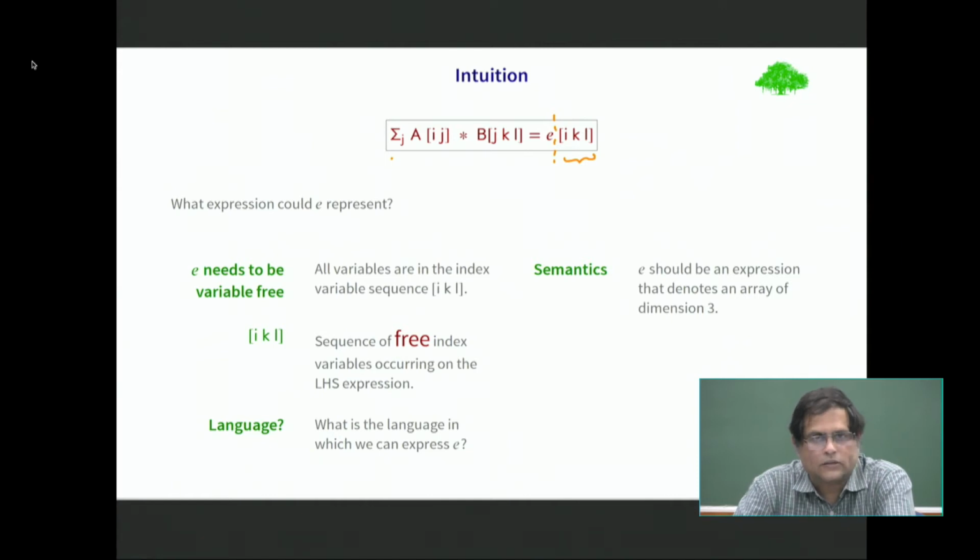So what is this language L hat, and what is its semantics? What does E mean? Just by looking at this expression, you can say that E has a dimension of 3. So how do we compute the dimension of E, and what is the language in which this is all discussed?